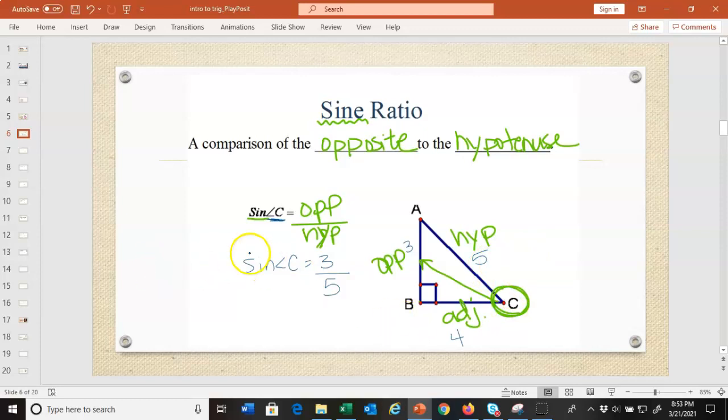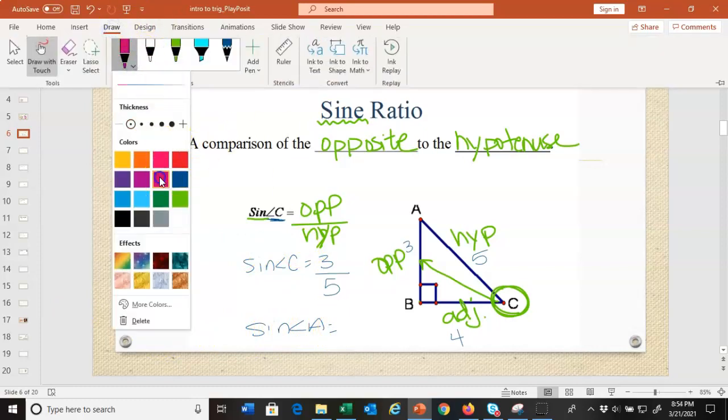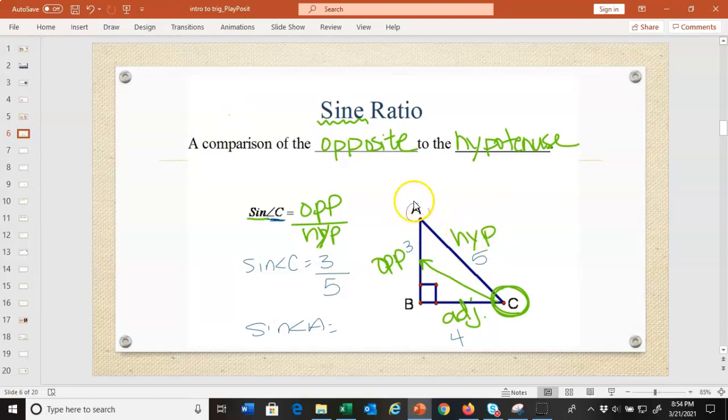We could also do sine of A, and we could relabel it. So we could pretend like we're standing at angle A, and I'm going to make this purple. So that would make this side opposite and this side adjacent. See how that changes? And then opposite would be 4 and adjacent is 3. So sine of A is a different value because it's a different angle.